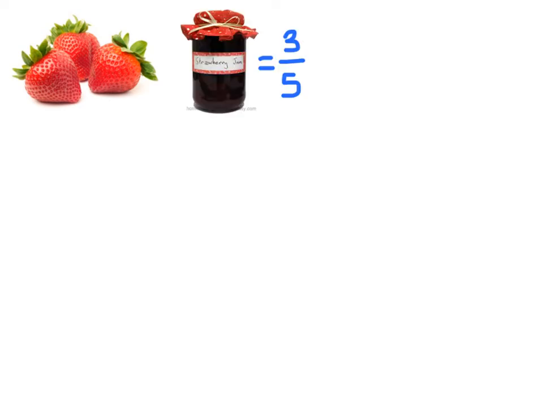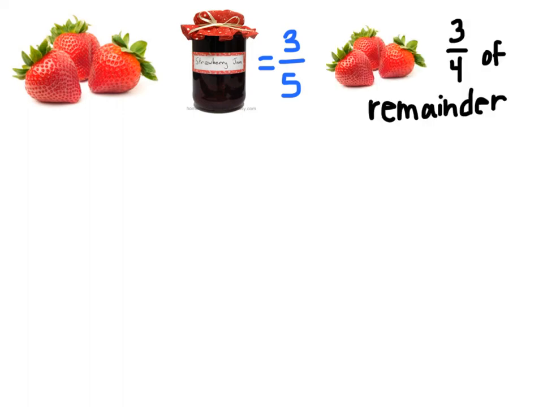Janice picks some strawberries. She uses 3/5 of the strawberries to make some jam. She then gives 3/4 of the remainder to her neighbor. What fraction of the strawberries does she give to her neighbor? And what fraction of the strawberries does she have left for her own use? Let's begin with method 1, the bar model method.